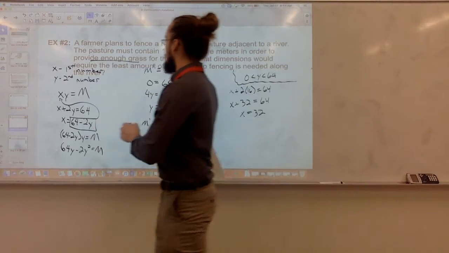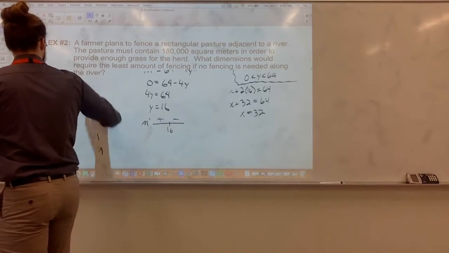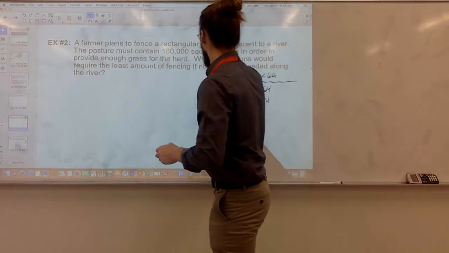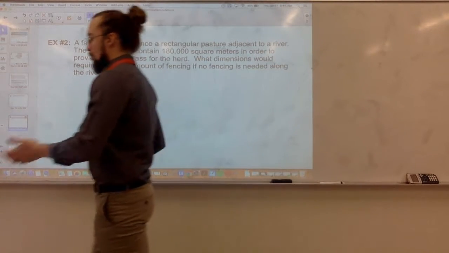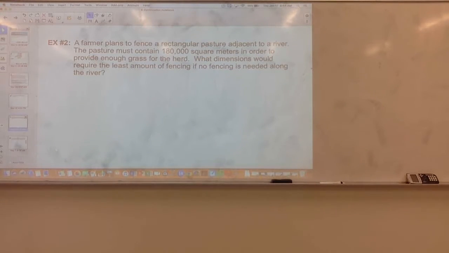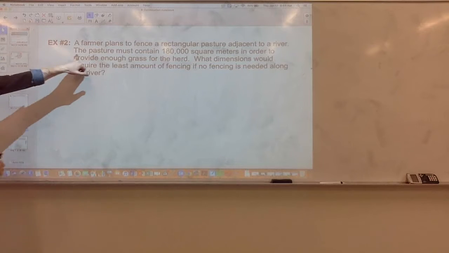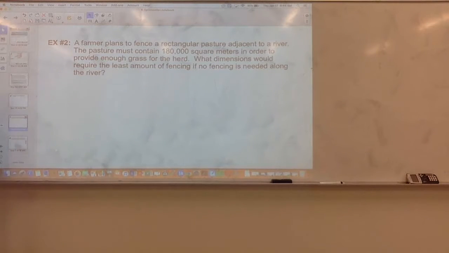All right, so let's try this second example here. This one's a little bit more of a word problem. So we've got a farmer. He's going to fence in a rectangular pasture adjacent to a river. The pasture has to contain 180,000 square meters to provide enough grass for the herd. We want to figure out the dimensions that would require the least amount of fencing.